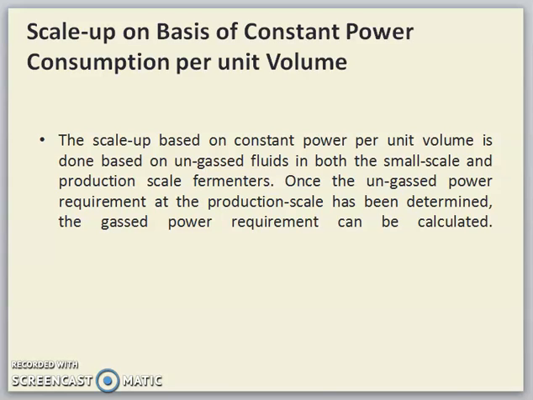To scale up on the basis of constant power consumption per unit volume. The scale up based on the constant power per unit volume is done based on the ungassed fluid in both the small scale or the lab scale and the larger scale fermenters. Once the ungassed power requirement at the production scale has been determined, then the gas power requirement can be calculated. Therefore, you have to start with the calculation for the ungassed power requirement.